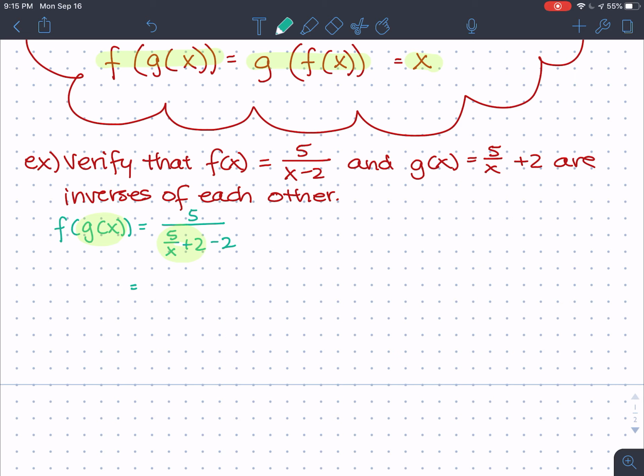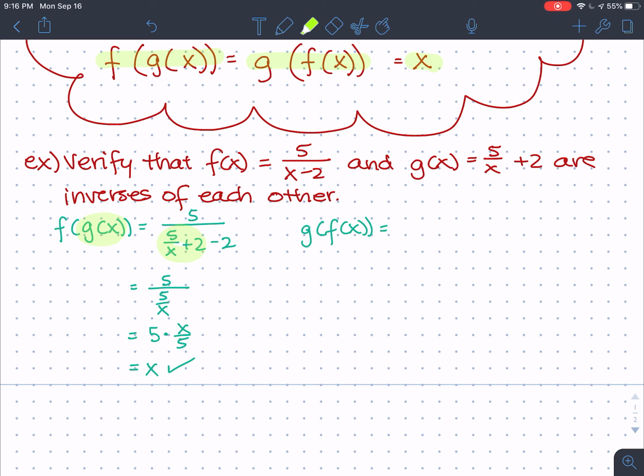Well, the 2 minus 2 cancels out, so I just have 5 over x. But that's 5 times x over 5, which is just x. Oh, sweet. Well, that worked. But that's not enough. I have to show that it works the other way. So I have to go g of f of x, and let's figure out what that equals.